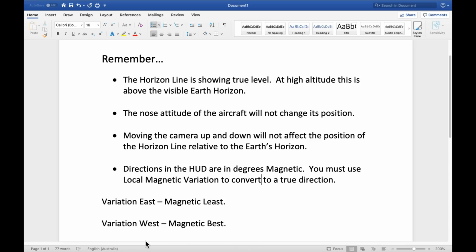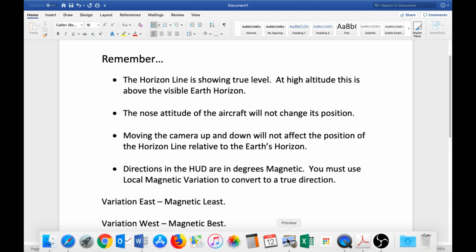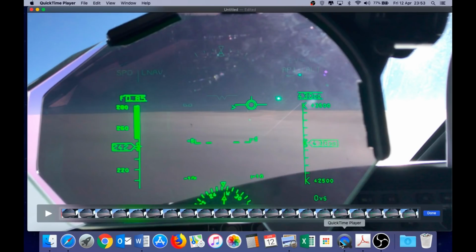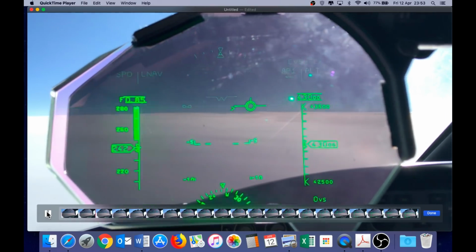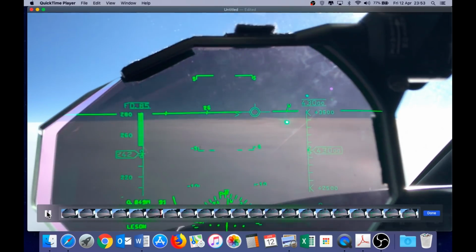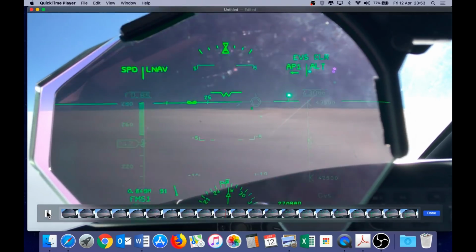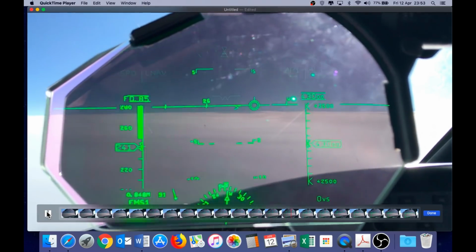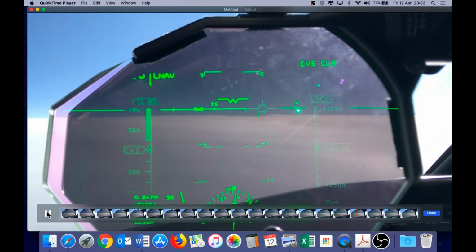And the third point is that moving the camera up and down will not affect the position of the horizon line relative to the Earth's horizon. This is another misunderstanding that some flat earthers have. So today, I took some footage moving the camera up and down, looking through the HUD, and you will see that it does not change the relationship between the horizon line and the visible external horizon. As you can see, I'm moving the camera up and down, and the position of the horizon line relative to the Earth's horizon is not changing.